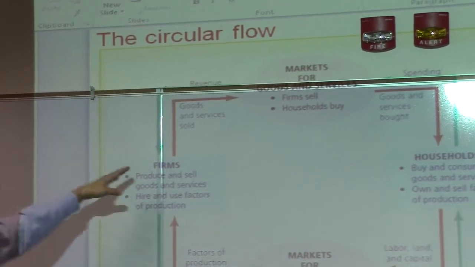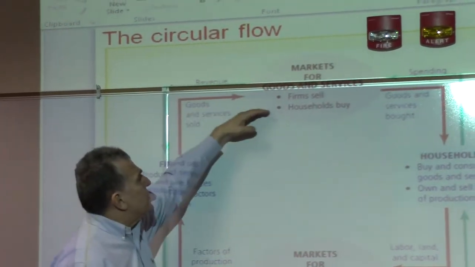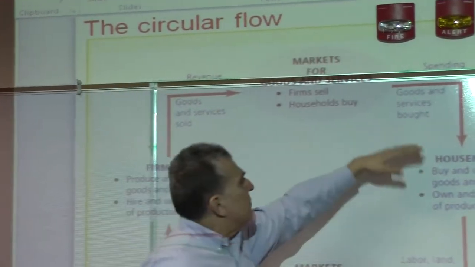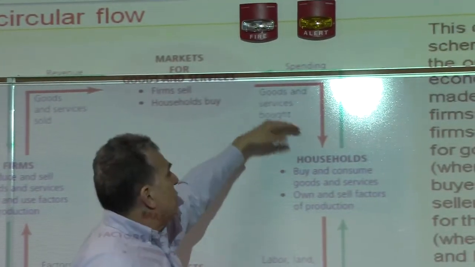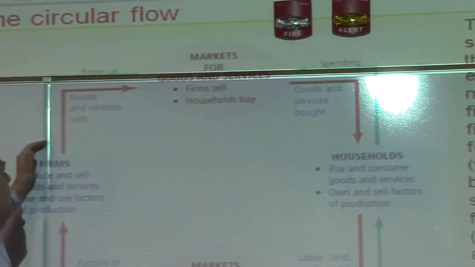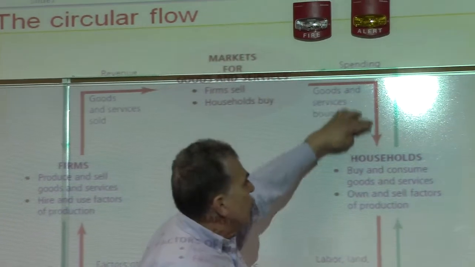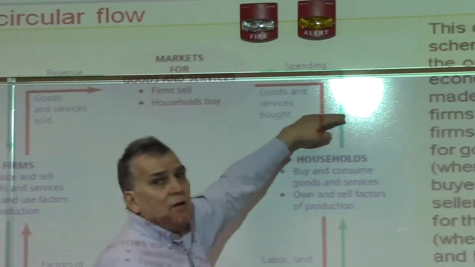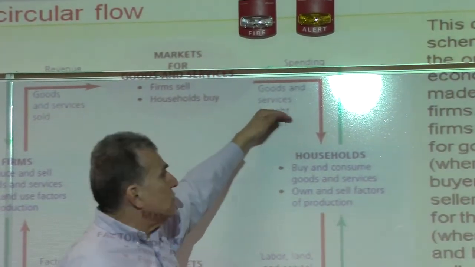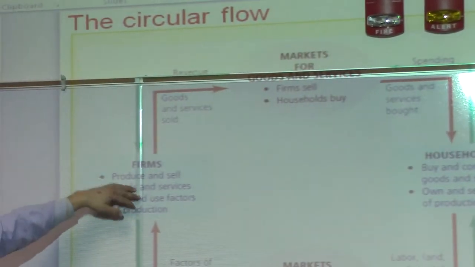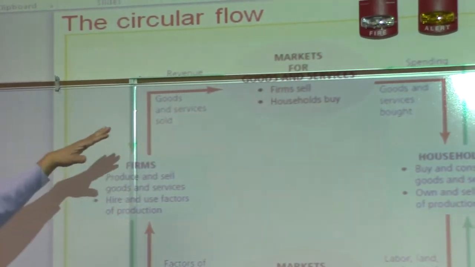In this flow on the upper part of the schematic, firms are supplying goods and services, so this is the supply, and households are demanding goods and services, so they're the buyers. The firms are the sellers or the suppliers, and the flow of goods and services works along the red line, the flow of income. When households are demanding goods and services, they're spending money which flows as revenues to firms. This upper part is the product market.